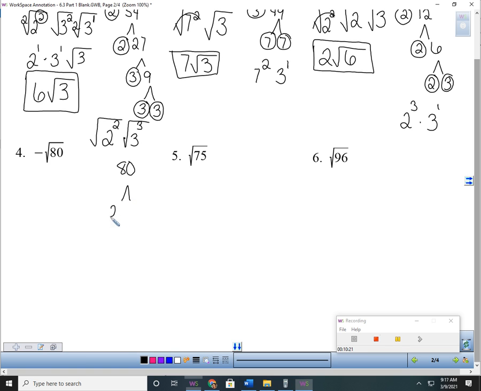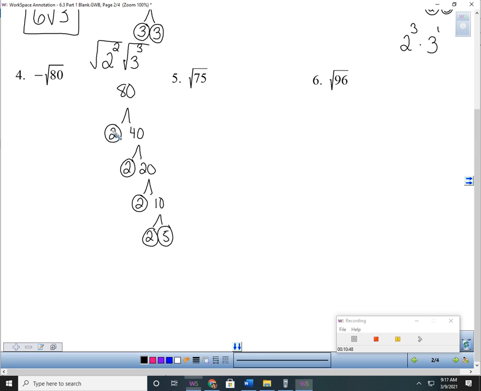We've got 2 times 40. 2 is prime. 40 is 2 times 20. 2 is prime. 20 is 2 times 10. 2 is prime. And 10 is 2 times 5, which are both prime. So I have 1, 2, 3, 4 of the 2's, and then I have a 5.